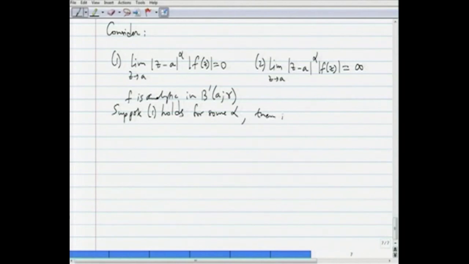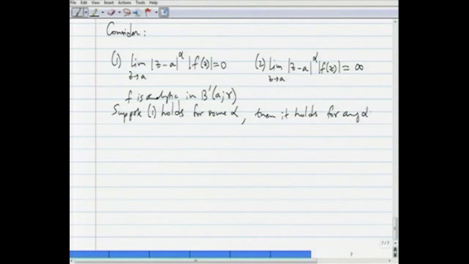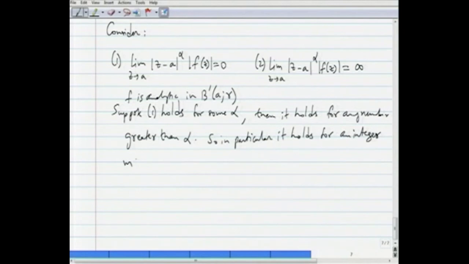Then it holds, because the limit is 0, so you can jack up the power alpha as much as you wish, and the limit as z goes to A of modulus of z minus A to the power alpha times modulus of f of z will be equal to 0. Then it holds for any real number greater than alpha. That is the first statement. In particular, it holds for an integer m. We can pick an integer from numbers greater than alpha. For the time being I am assuming that one holds for some real number alpha, so it holds for an integer greater than that.